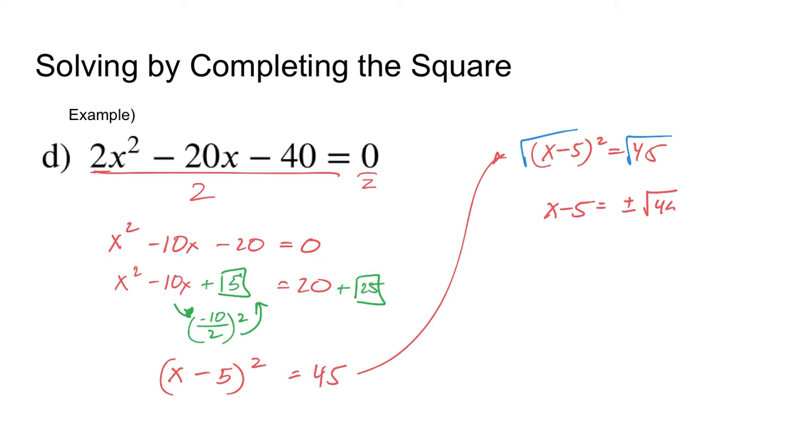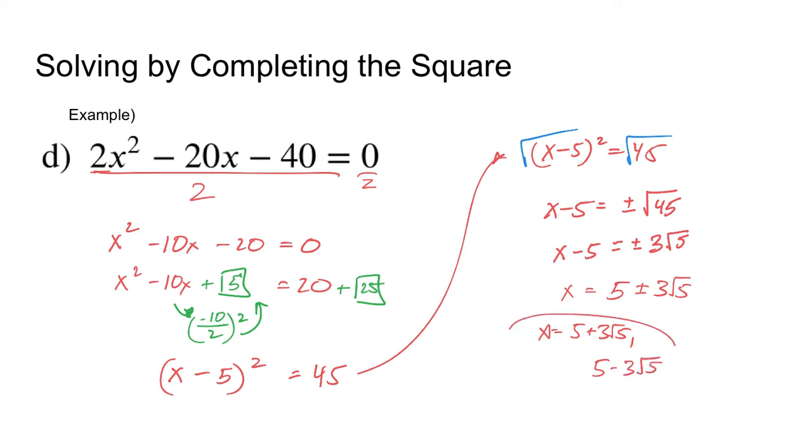Let me write that a little bit better. The square root of 45. And if I simplify my radical, the biggest perfect square that I can divide into 45 is in fact 9. So the square root of 9 is 3, with the square root of 5 left over. I'll add that 5 to both sides. I'll get 5 plus or minus 3 square roots of 5. And again, 5 plus 3 square roots of 5 is an answer. 5 minus 3 square roots of 5 is the other answer.